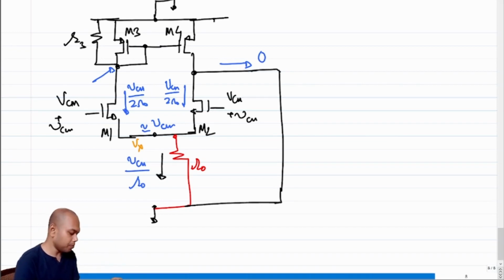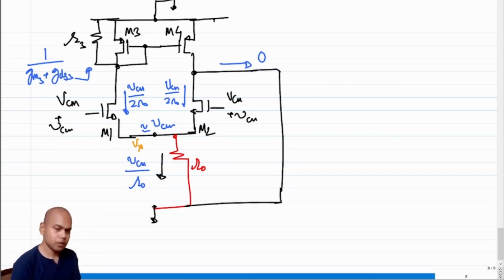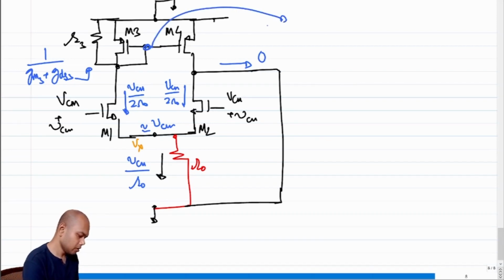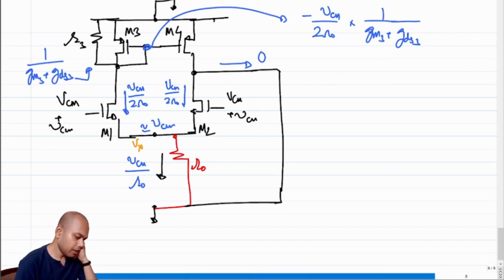What is the impedance looking up? The impedance looking up is 1 over GM3 plus GDS3, right? If that is the impedance looking up, what is this voltage? This voltage becomes minus VCM by 2 R naught times 1 by GM3 plus GDS3. Correct? So at this time you might be telling me, hey, why don't you neglect GM3 now? Why don't you neglect GDS3 now?